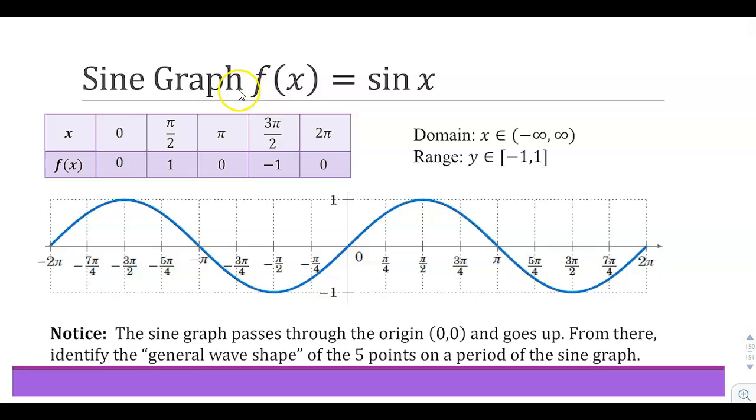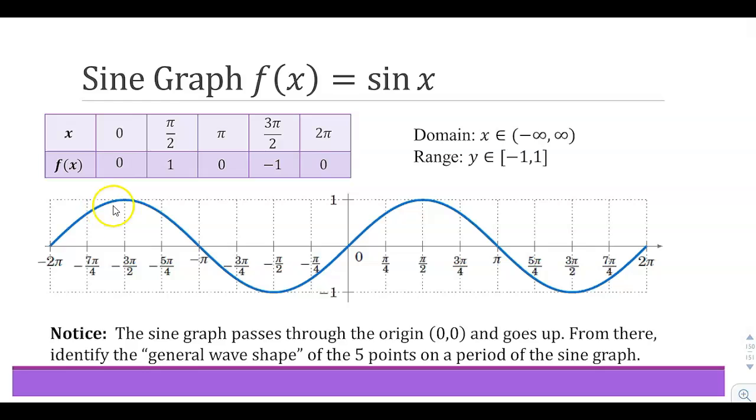Let's look at the sine graph. f of x equals sine x. So this is a function. We can substitute in different values for x into sine x and get out corresponding y values. The types of values we can plug into the sine function are angles. So I've gone ahead and plugged my quadrantal angles into sine, and these are the respective values that we get out. And each of these corresponds to a coordinate point.